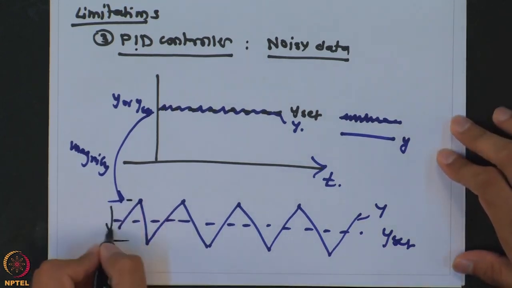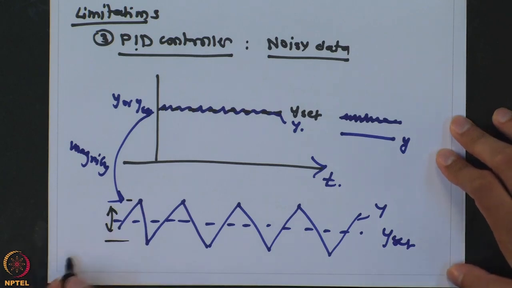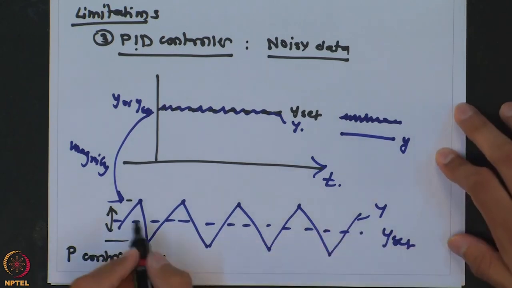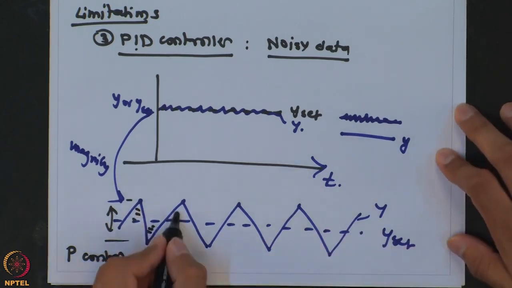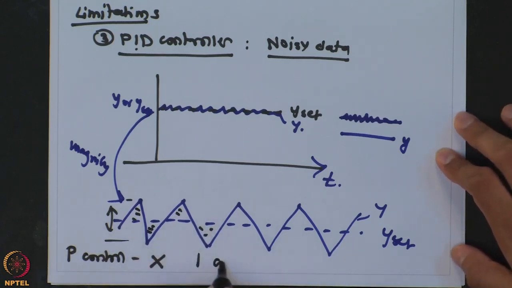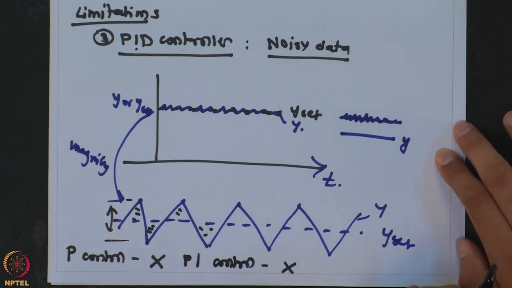So error is always going to be between these values. So the P controller will not take any action for that. If you look at this integral of the error, those are also very small. So the I control, or let us say PI control, the integral action, again will not take any action.